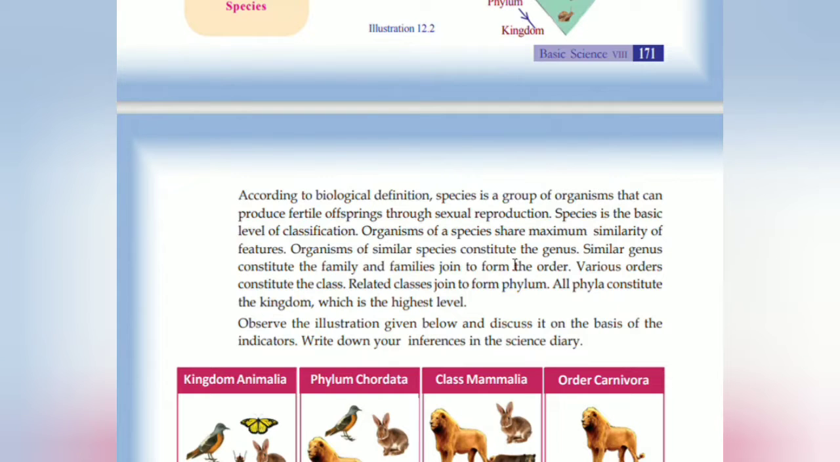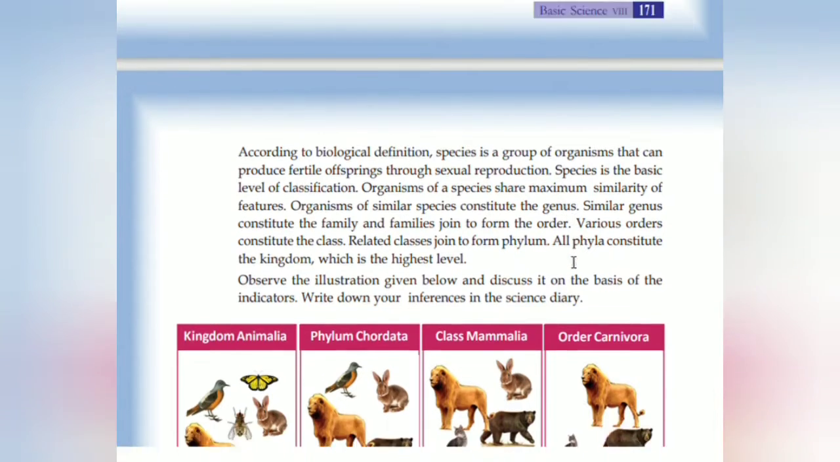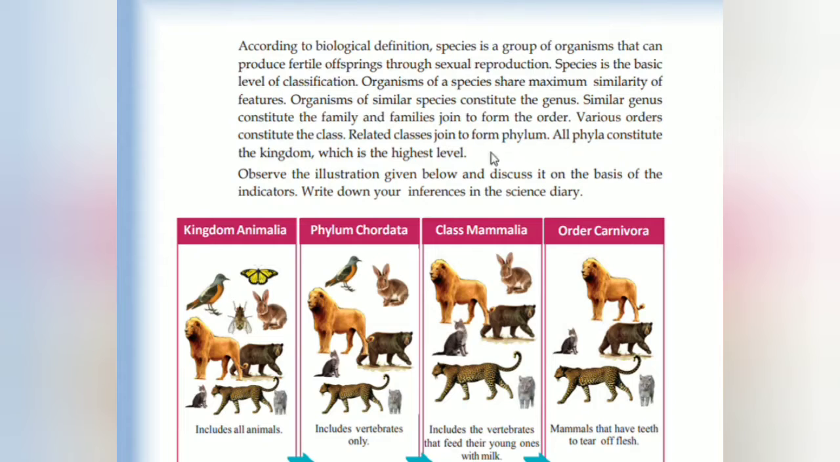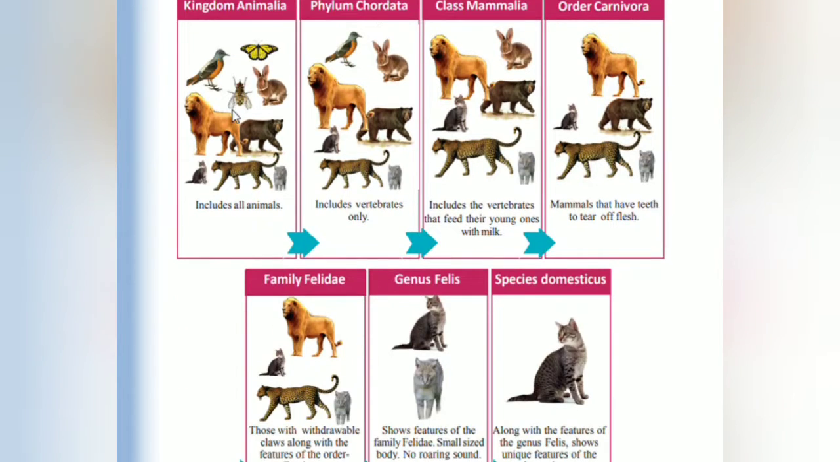Organisms of similar species constitute the genus. Genus constitute the family. Family into order. Various orders constitute the class. Then related classes join to form the phylum. Phylum to kingdom. That is the highest level. Kingdom Animalia, phylum Chordata, class Mammalia, and order Carnivora.